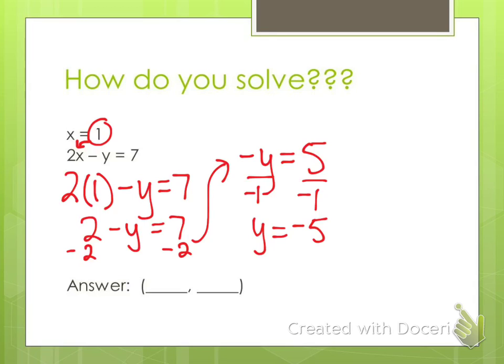All right, so you'll notice at the bottom of this slide it has answer, and it's got it set up for us to write an ordered pair. What should go in the first spot? 1. That's what we used for x. They told us x equals 1. So 1 is the x coordinate. What about the y coordinate? Negative 5. That's what we found y to be. This is essentially the same kind of process we're going to use for the substitution method. It just won't always be quite this straightforward.